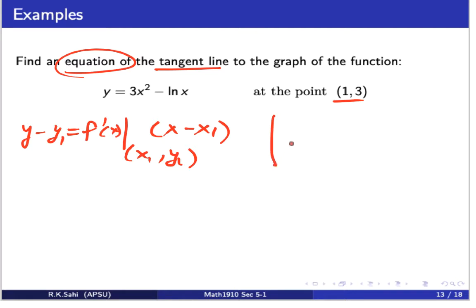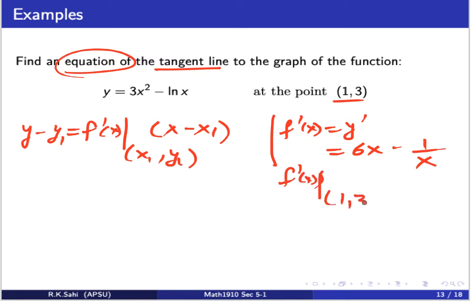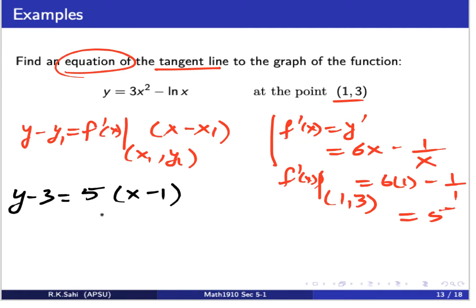Okay, so let's go ahead and do it on this side. So f prime of x, or y prime, is 6x minus 1 over x. Now, to evaluate f prime of x at the point (1, 3), we get 6 times 1 minus 1 over 1, which is 6 minus 1, or 5. So now we just plug in the values into this equation: y minus 3 equals 5 times (x minus 1), which is 5x minus 5. And the final answer is y equals 5x minus 2.